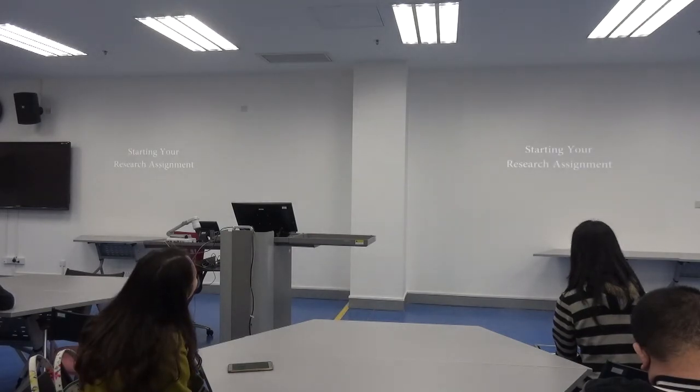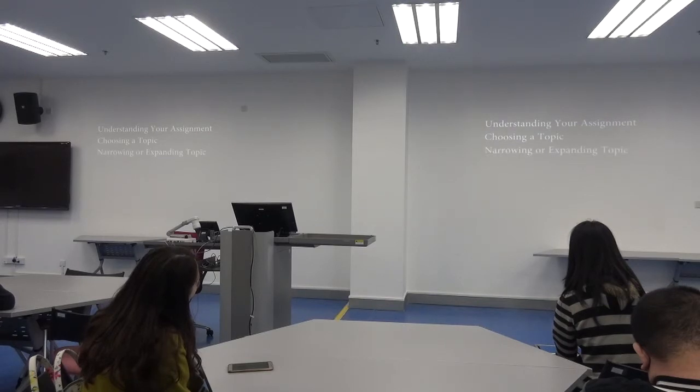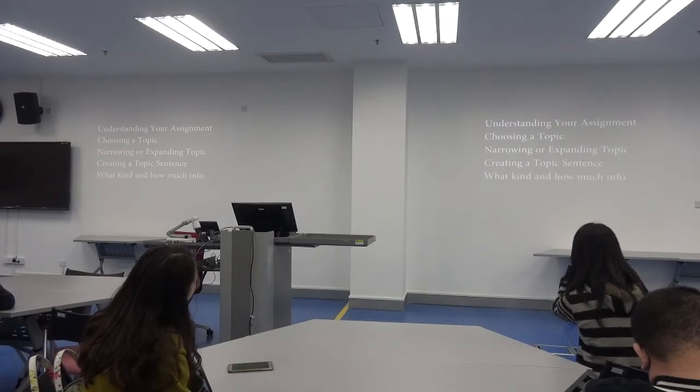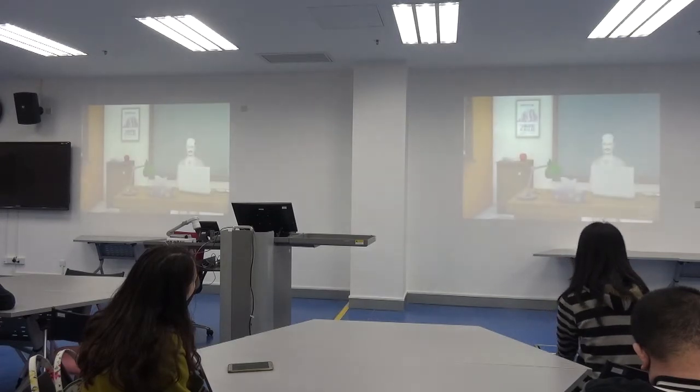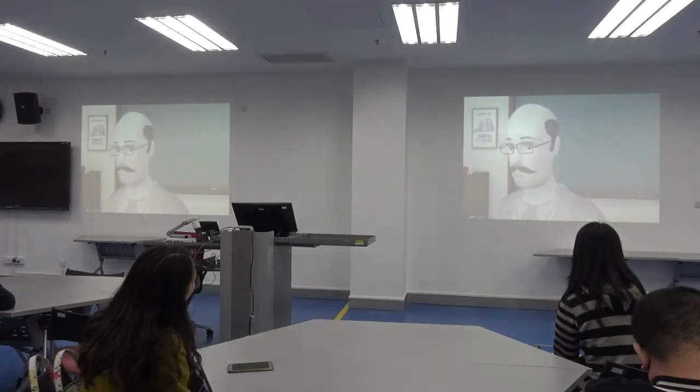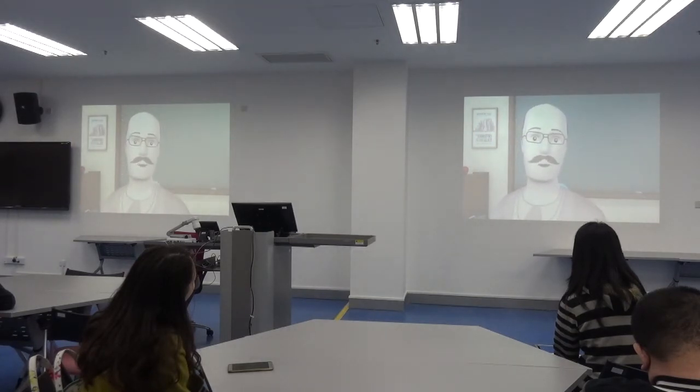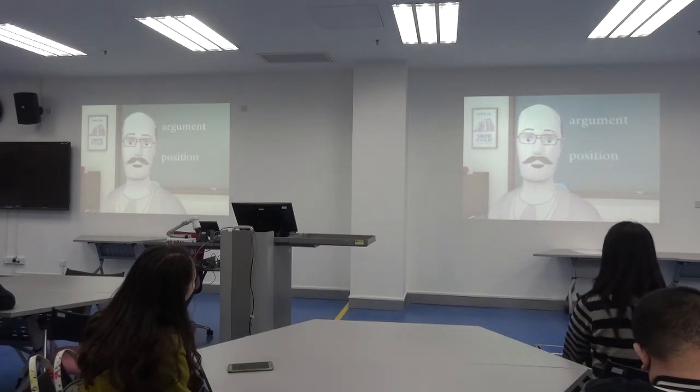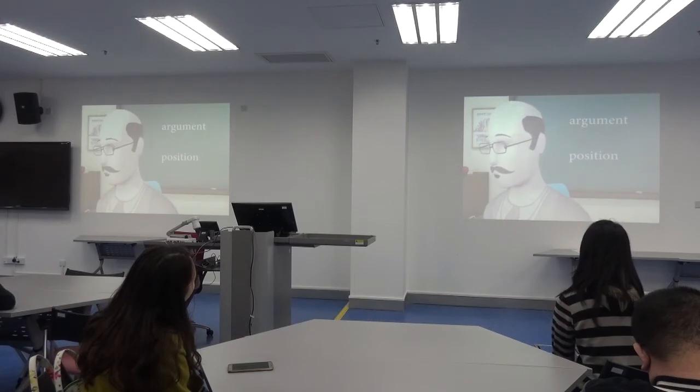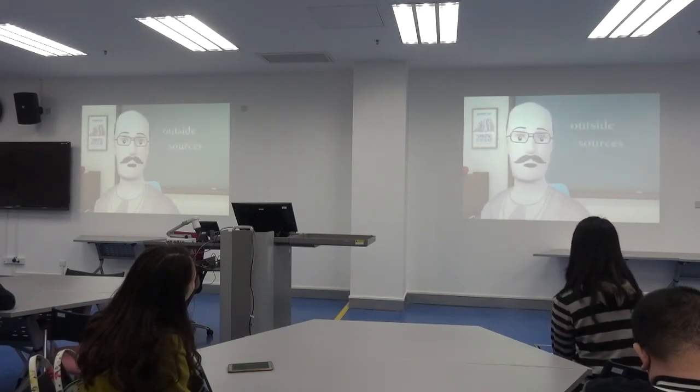In this module, you will learn the importance of understanding your assignment, choosing a topic that fits the assignment, narrowing or expanding your topic, creating a topic sentence, and determining what kind and how much information you will need. Research assignments can vary depending upon your class and your professor. But let's say you've been assigned a 4 to 6 page research paper requiring 2 outside sources using either the APA or MLA citation styles. What does that mean? Well, it's like this. A research paper or project usually means you need to construct an argument or take a position, make a case for your chosen topic. To support your argument, you'll need to find and use outside sources of information.